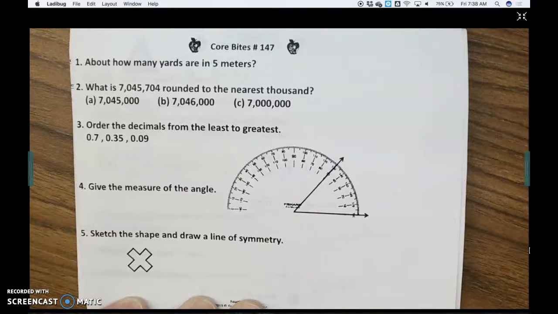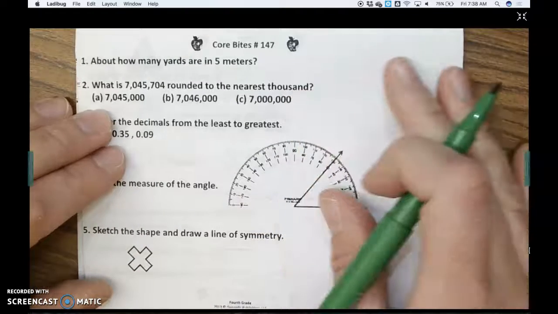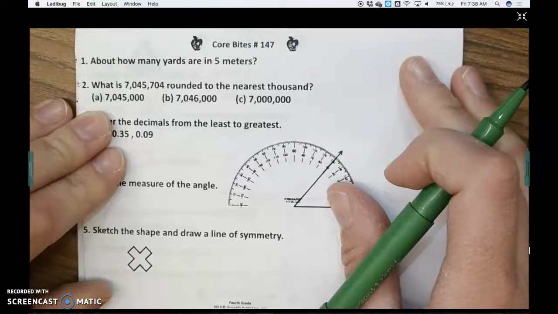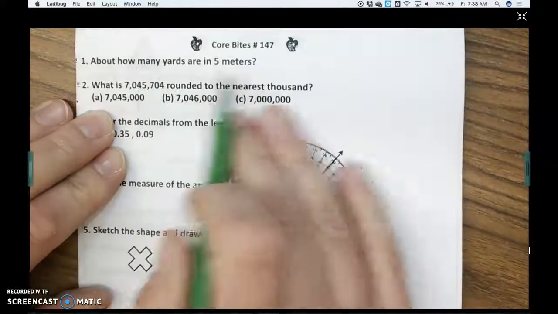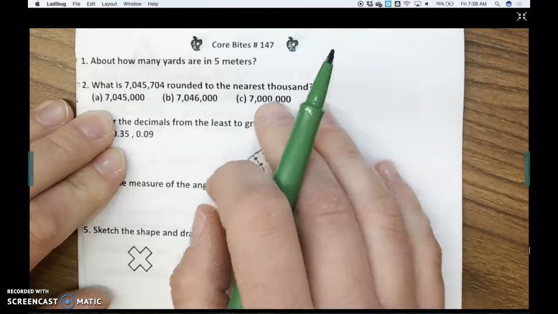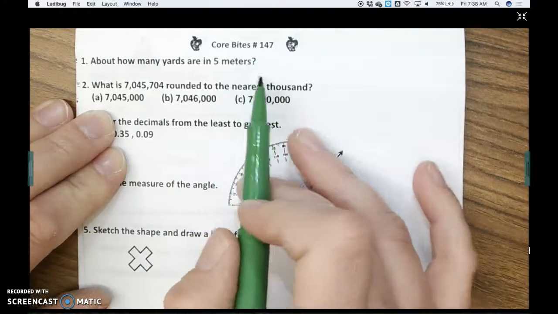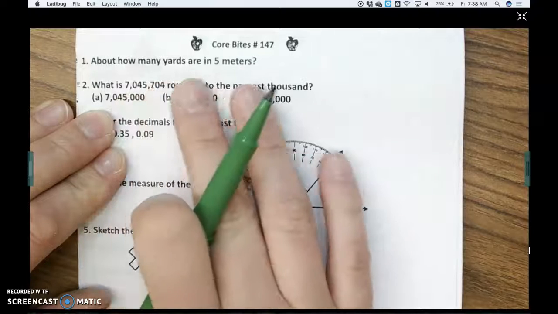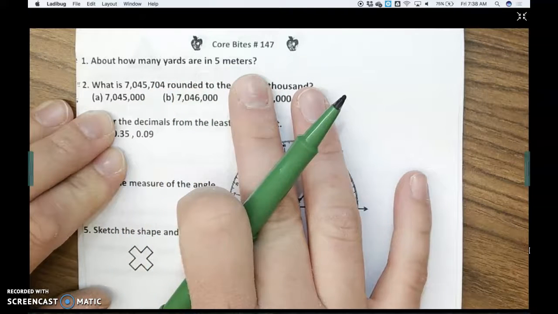The first one says how many yards are in 5 meters, and that's great, guys, because we're doing measurement right now. So we're going to be doing the customary system and also, as this would be, the metric system. So meters would be metric, okay? So how many yards are in 5 meters?